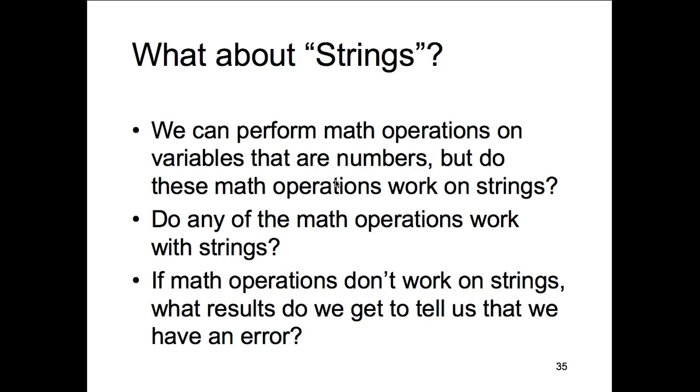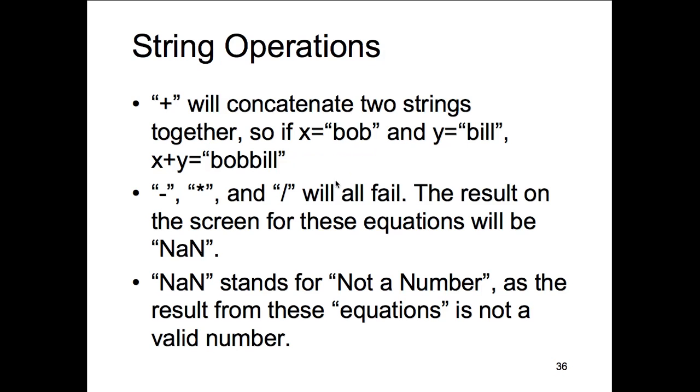So what about strings? You can perform math operations on variables that are numbers, but do math operations work on strings? And do any of the math operations work with strings? Well, they all do. It depends on what behavior you want, though, as we've seen before. If math operations don't work on strings, the result is what we're going to get, which tells us that we have an error. That's when the not a number comes in. If you've ever seen NaN on a website, it means not a number.